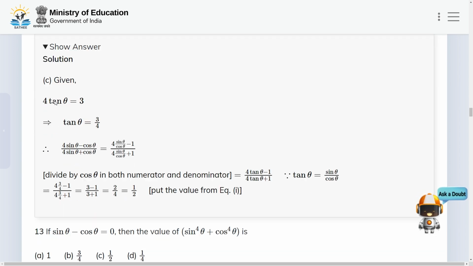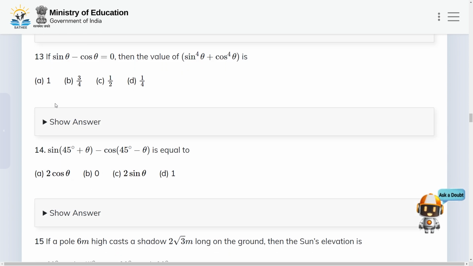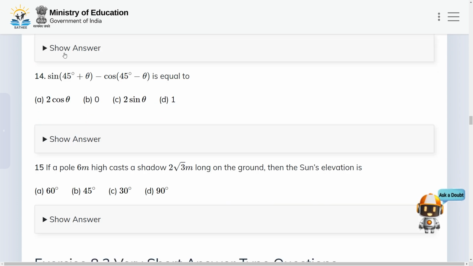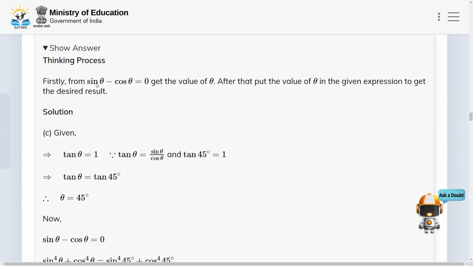Okay, now let us move to the next problem. In the next problem here we have, if sin theta minus cos theta is equal to 0, then the value of sin to the power 4 theta plus cos to the power 4 theta is what? Okay, so let us see how to solve this problem. So given here, firstly from sin theta minus cos theta equal to 0, get the value of theta. Okay, after that put the value of theta in the given expression to get the desired result.